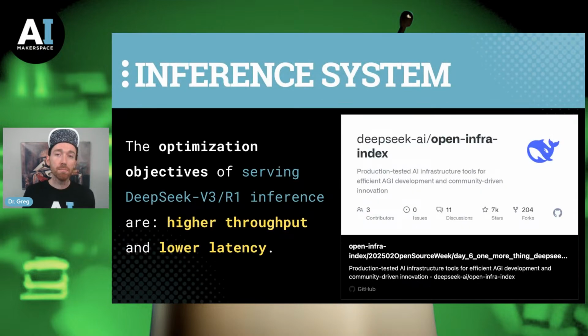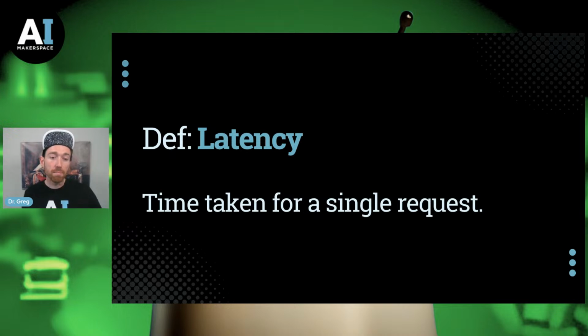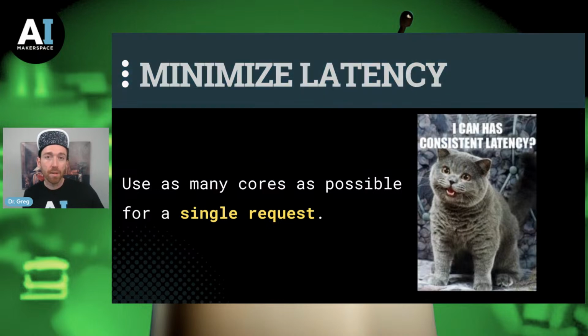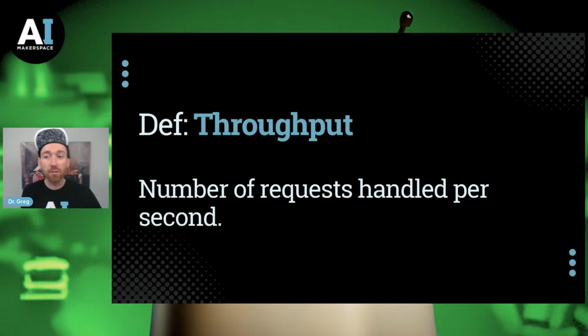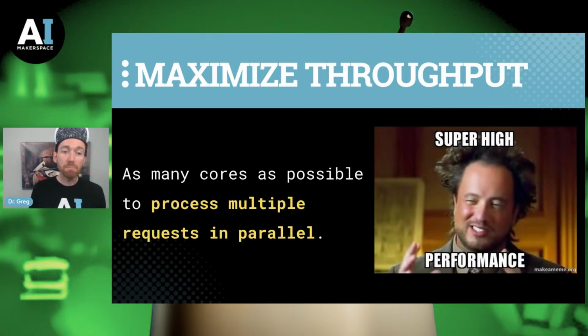The DeepSeek inference system is so simple from the very top, just like all things are, at least in theory. They wanted to optimize two things: higher throughput and lower latency. They wanted the best of both worlds. They wanted it all. Latency is the time taken for a single request. So if we want to minimize latency, we're going to think about using as many cores as possible for a single request. Throughput is the number of requests handled per second. So if we want to maximize throughput, we want to use as many cores as possible to process multiple requests in parallel. All right.